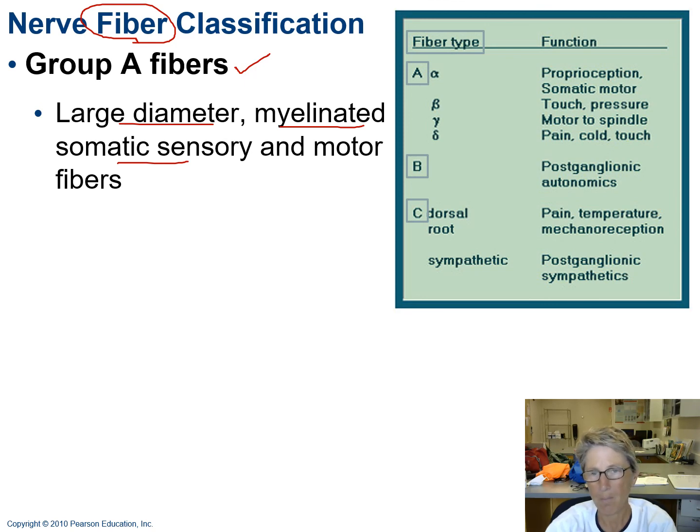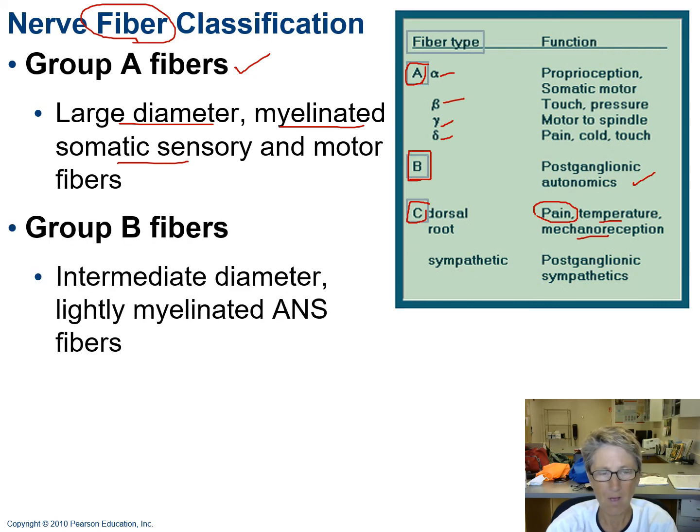And this just shows a box that tells you the fiber type. So you could be fiber type A, and within that you could be alpha, beta, I think that's gamma and sigma. And these are the functions of that fiber type. You have a B fiber, and you find those in postganglionic autonomics, and we'll talk about that when we talk about the autonomic nervous system. And then these C fibers, those are fibers for pain, and they actually travel the slowest. So pain, temperature, and mechanoreception.